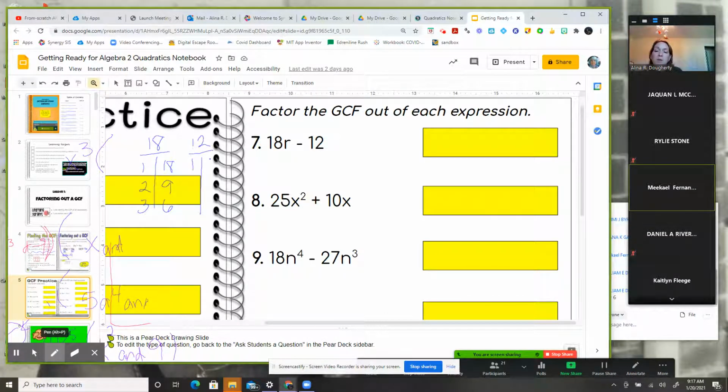12 divided by 1 is 12. 12 divided by 2 is 6. 12 divided by 3 is 4. Mikhail is 100% correct. The biggest number we see in both charts is a 6. So that's going to go on the outside, and that's what we're going to divide by. So then once you do that division, what do you get when you do 18r divided by 6? 3r for sure. And then keep that minus sign.